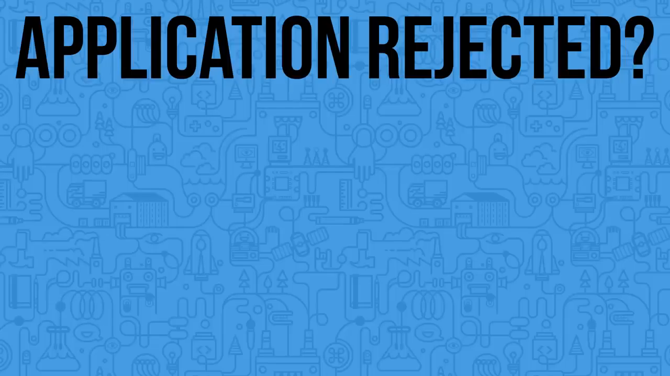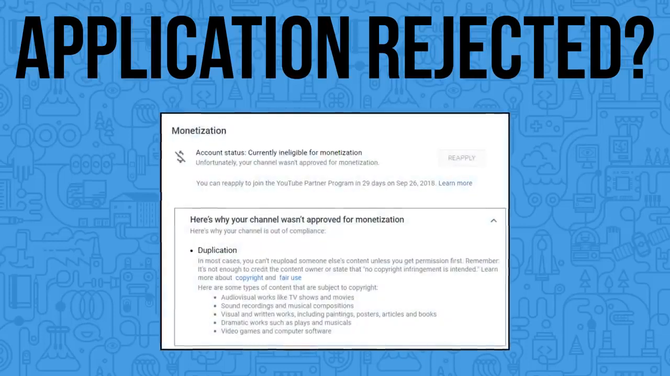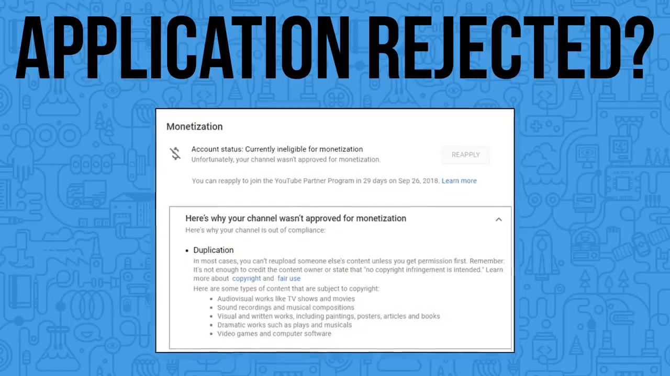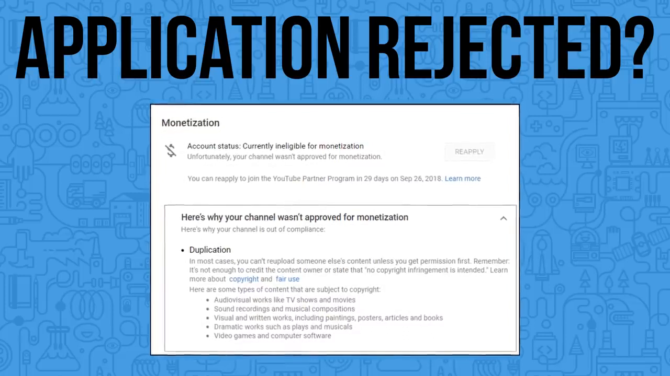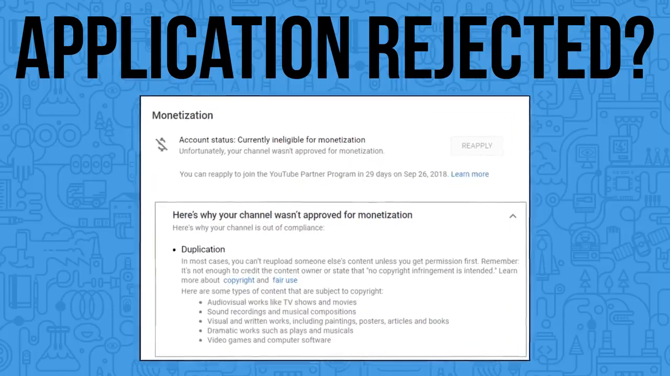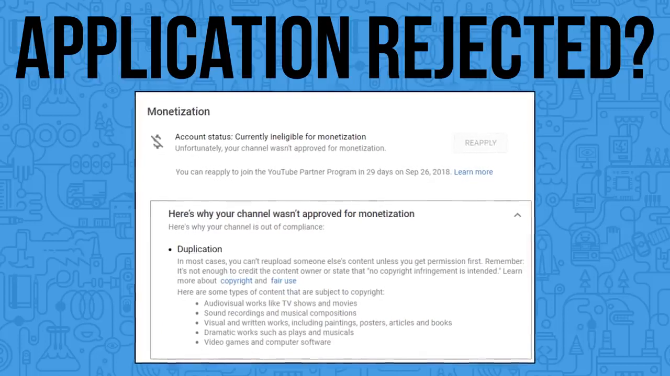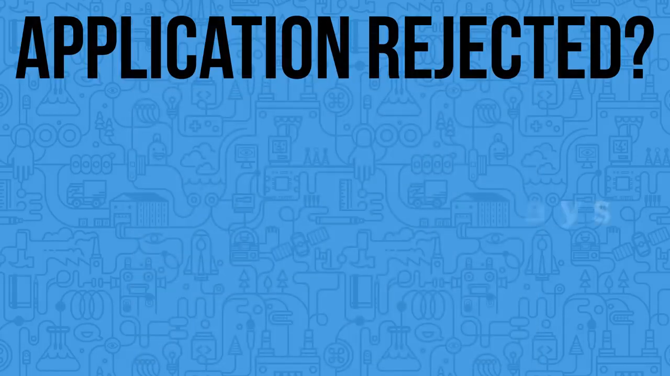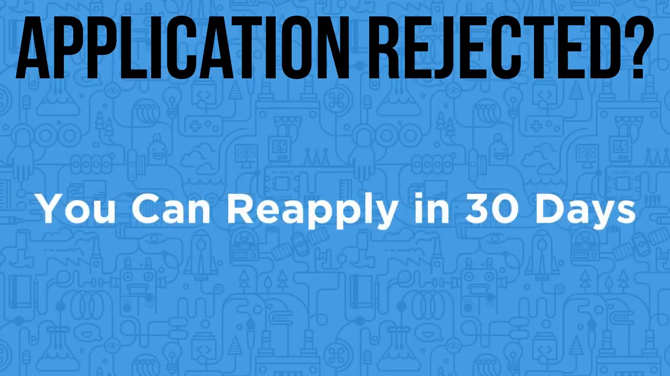Now let's say that you've applied for the YouTube Partner Program, but you've been rejected. What can you do? When you are rejected from the YouTube Partner Program, YouTube will give you a general reason why. Unfortunately, they won't tell you specifically what video or content is causing the issue, so you may be left blindly adjusting your channel. However, the good news is you can reapply for the program in 30 days time.